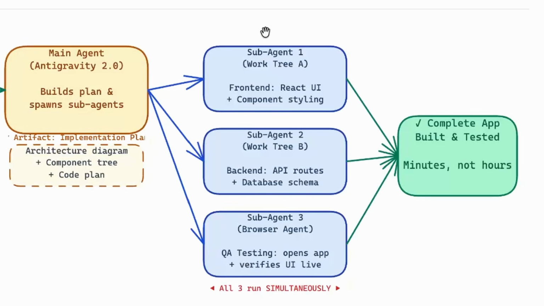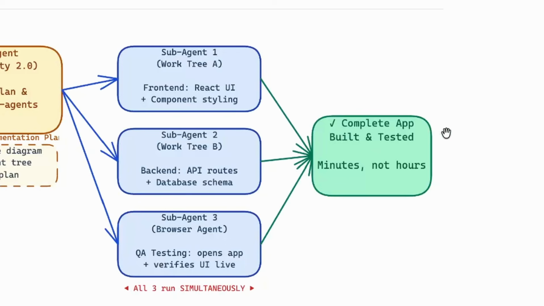You can use Worktrees, which create an isolated copy of your code in a separate folder. Each agent works in its own sandbox. No conflict, no mess, and you will get the complete app built and tested in minutes, not hours.